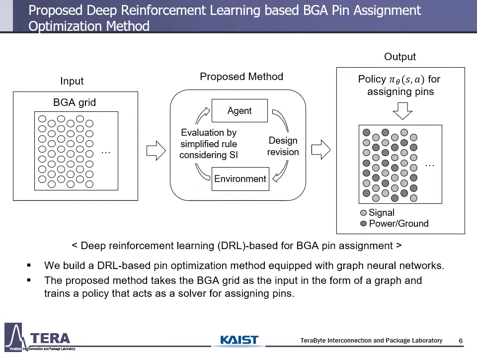However, we tackle this problem with a different approach, a machine learning method. We build a deep reinforcement learning framework, and this framework takes the BGA grid in the form of a graph and trains a policy that acts as a solver for assigning graph nodes to signal pins and power ground pins. And the concept of representing BGA pins as a graph is a key concept that makes our framework very meaningful.